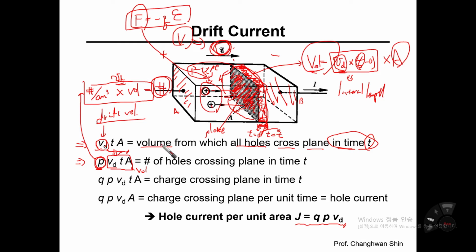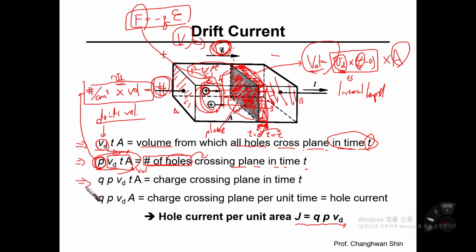So what was the volume? All holes crossing the plane in time t, right? So this p times the volume, VdtA, is identical to what? The number of holes, but what kind of holes? They are crossing the plane in time t. So all the holes crossing this volume, we may count how many holes have crossed this volume. And the answer is p times VdtA. All right, so that's done. That's all for step number 2.